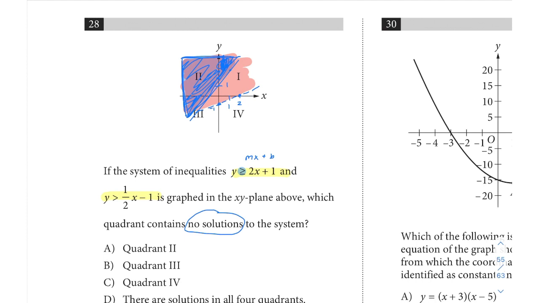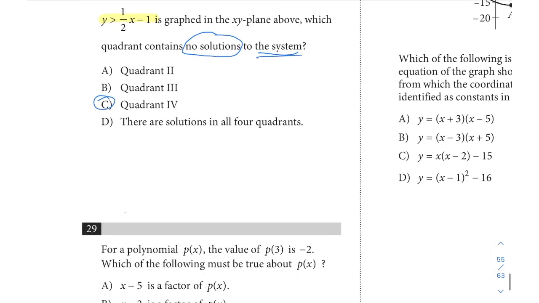So quadrant 4 is the only quadrant that has no solutions to the system. It doesn't mean that it doesn't have a solution to one of the inequalities, because it does. Quadrant 4 has a little bit of this red shaded area there, which is part of the solution set for that second inequality, but it's not going to be a solution to the system, because the system is only this area in here where you have the overlap between the two inequalities. So our correct answer on number 28 is going to be answer choice C, quadrant 4, contains no solutions to the system of inequalities that we see there.